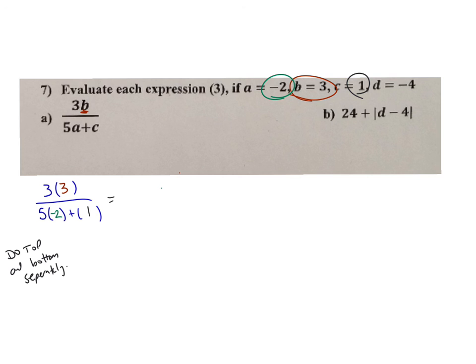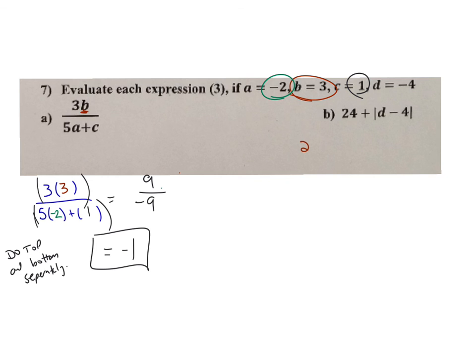Alright, that's the most common mistake I see. Somebody tries to do it all at once and they make a mistake. If you're going to do it all at once in your calculator, you need to make sure you have parentheses there and parentheses there. Alright, I don't think you need to do that. Just make it 9 over 5 times -2 is -10. -10 plus 1 is -9. So my answer is just going to be -1. Alright.